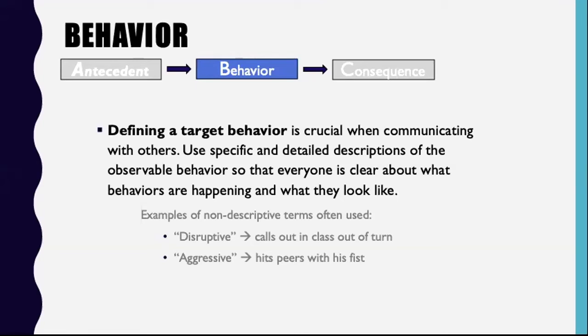Some examples for disruptive could be he calls out in class, out of turn. An example for aggressive could be he hits his peers with his fist.